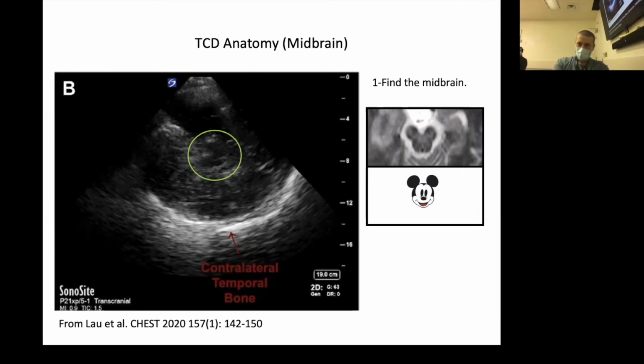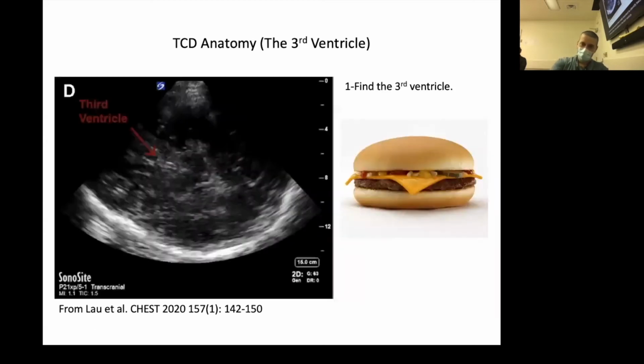But, and then the other structure that is really important to identify because it is directly midline in the cerebrum is the third ventricle. And in my mind, every time I see the third ventricle, I think of a cheeseburger because it looks like two buns with a little hamburger in between it.